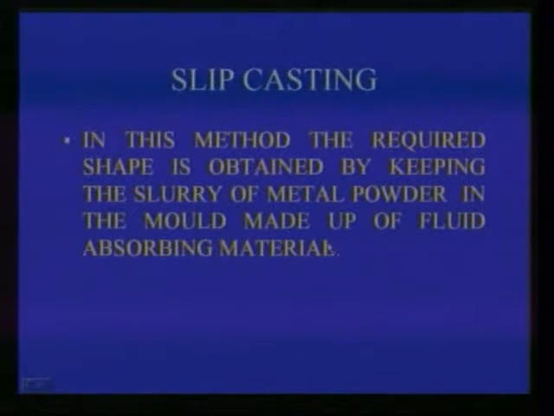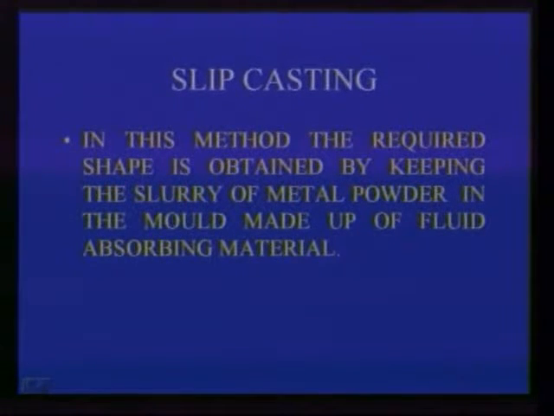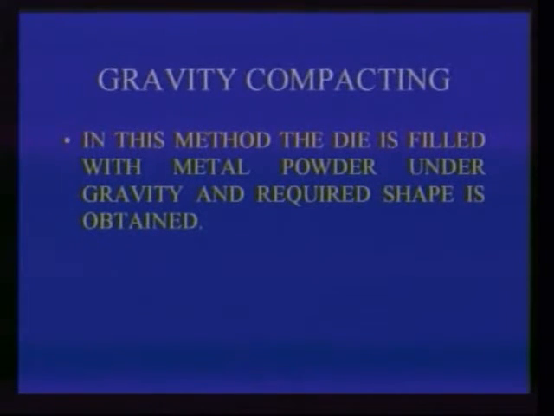Another technique of compacting is slip casting. In the slip casting method, the required shape is obtained by keeping the slurry of metal powder in a mold made up of fluid absorbing material. Generally, this method is suitable for thin products. Gravity compacting. In gravity compacting, the die is filled with metal powder under gravity and the required shape is obtained.